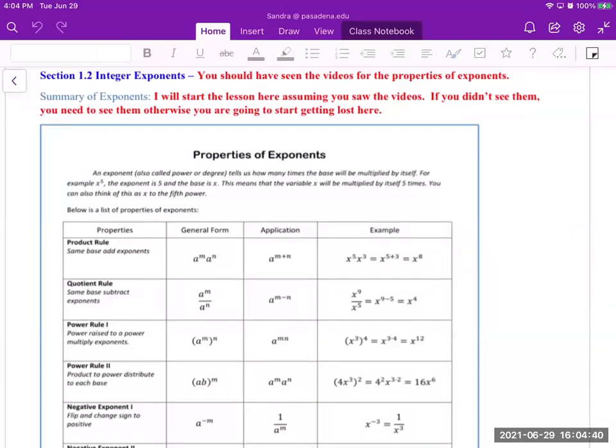Welcome. Today we're going to do section 1.2. Section 1.2, it's called integer exponents.